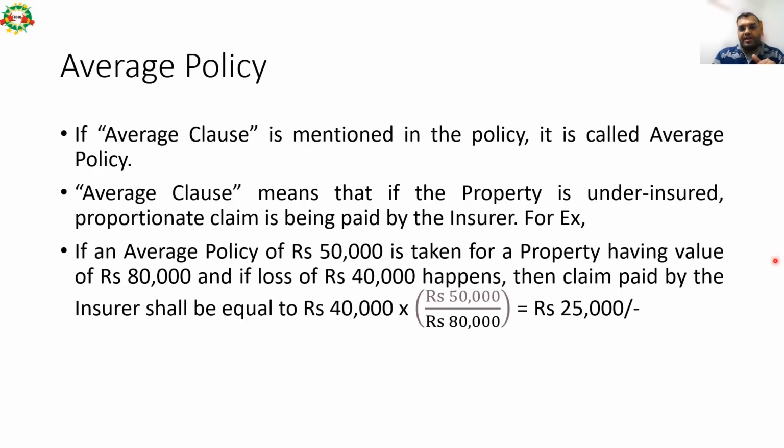So likewise, the claim amount paid by the insurer shall be equal to the loss amount, 40,000 rupees, multiplied by the sum insured divided by total value of the property. It is called the under insurance quotient. We will understand this concept with the help of further examples and case studies in the next session, which will be on case studies, and this concept is very important from the point of view of calculation of numericals and case studies. So I will get 25,000 rupees of claim under this scenario if I have purchased an average policy.